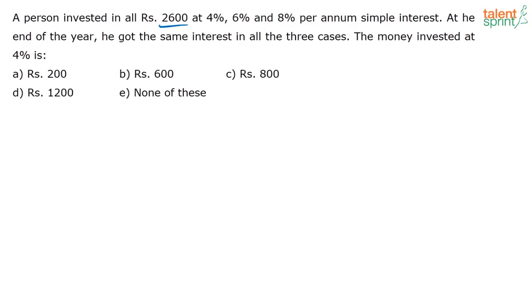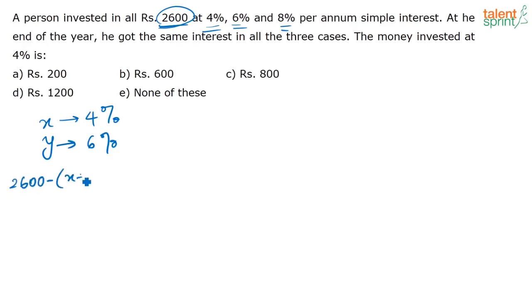So, first thing we should know is that totally he has only 2,600 rupees. Out of this 2,600 rupees, some amount he is investing at the rate of 4%, some amount at 6% and some amount at 8%. So, let us assume that he is investing X rupees at 4%, Y rupees at 6%. And so, how much will he be investing at 8%? The total amount we know is 2600, correct? So, he is investing 2600 minus (X plus Y) rupees at 8%.